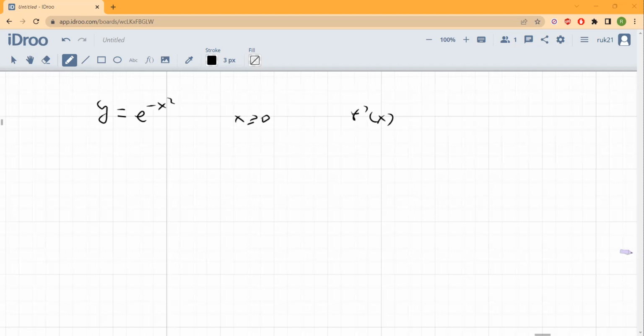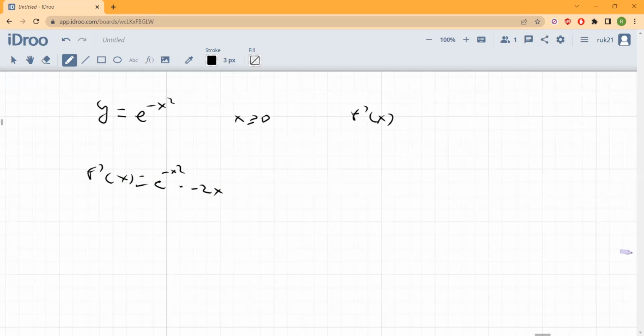So let's do it. f prime of x is going to be equal to e to the negative x squared, chained with negative 2x. So that's our first derivative. But again, we're looking for our second derivative, because the second derivative will tell us when our first derivative is the biggest. We're going to have the steepest slope, in essence.